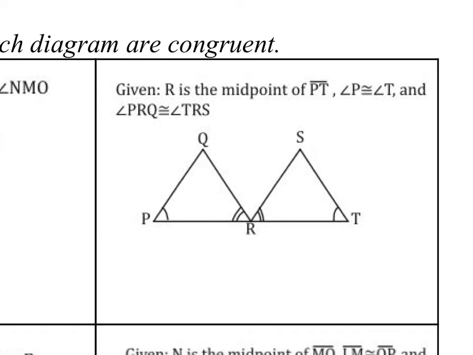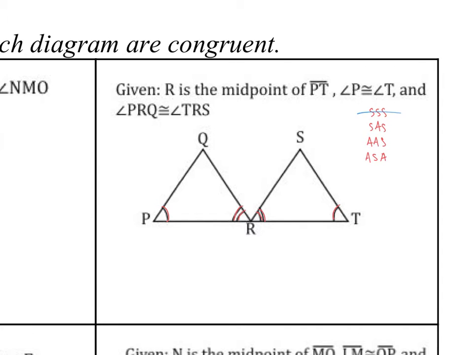So it's given that R is the midpoint of segment PT and that angle P is congruent to angle T. All right, so they've shown us that. They've also shown us that angle PQR is congruent to angle TRS. So they've given us two angles. Now I'm just going to think about all of the ways that I can prove that two triangles are congruent and figure out which of these is going to be useful to me here.